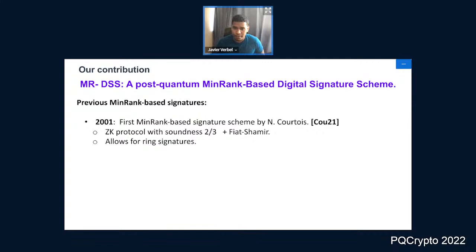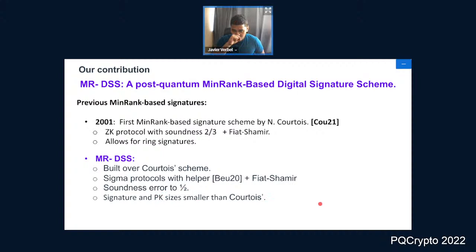In our paper, we build over the Courtois scheme, and we use the Sigma protocol with helper paradigm proposed by Beullens in 2020. Then we use cut-and-choose in order to remove the helper, plus the Fiat-Shamir transformation in order to get a signature scheme. We can prove that our zero-knowledge protocol has soundness error 1/2. This allows us to get smaller signatures than the Courtois scheme. We also propose a slightly different key generation algorithm so we can get smaller signature schemes.